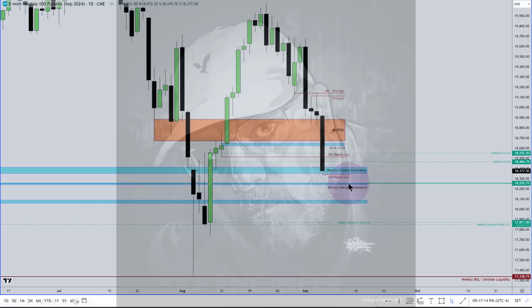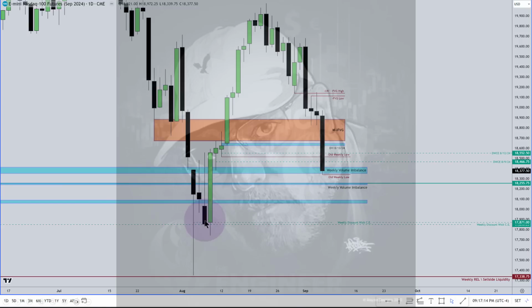But the next one is this weekly volume imbalance down here. And I'm not adding it here, but I want to show it to you. You want to get the measurement on here. That's consequent encroachment. So kind of close to that weekly volume imbalance level. So this is your imbalance, but anchor that also with the real price level of this premium wick, its midpoint or consequent encroachment.